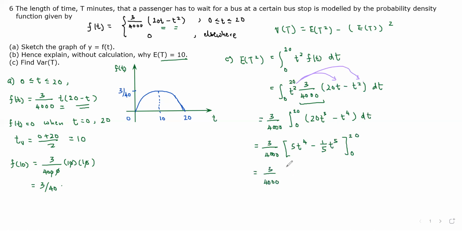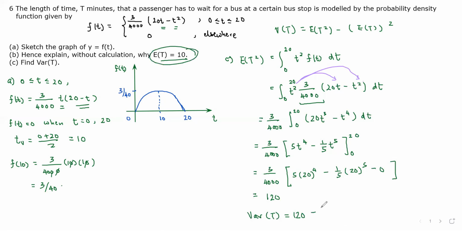We have 3 over 4,000. Replace t with 20, you have 5 times 20 to the 4, minus 1 over 5 times 20 to the 5. When t is replaced with 0, we just have 0 throughout, so we don't bother with that. That gives us a value of 120. Therefore, the variance of t is 120, which is the expected value of t squared, minus the square of the expected value, so minus the square of 10, and that is 20.